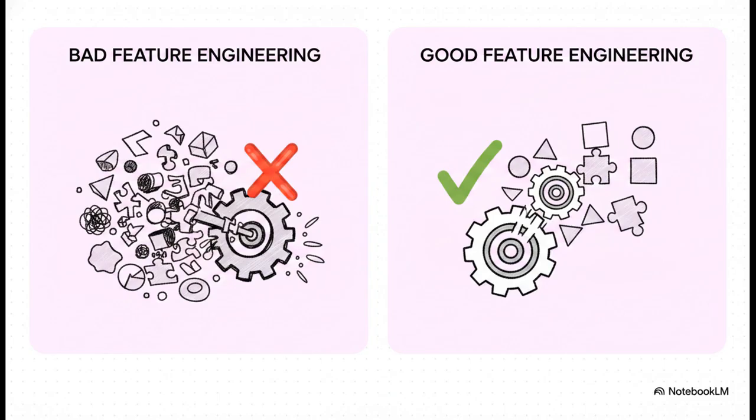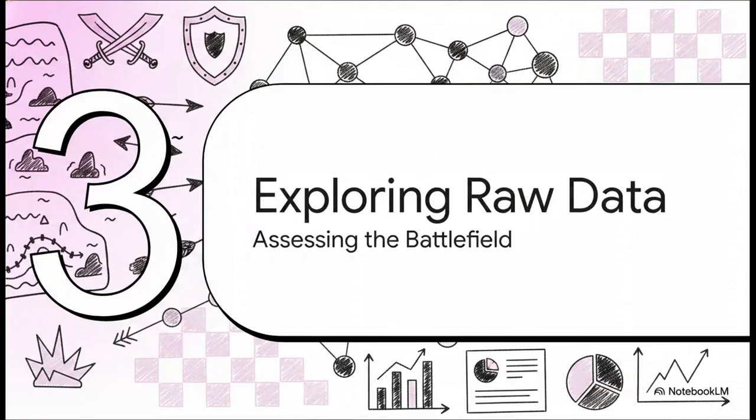Good feature engineering, on the other hand, handles missing values carefully. It scales numerical variables, and it transforms those raw timestamps into something useful, like categorizing a transaction by the day of the week or hour of the day. It's really all about designing data that aligns with domain knowledge so the model can actually pick up on the underlying patterns. Let's move to Section 3, Exploring the Raw Data, Assessing the Battlefield.